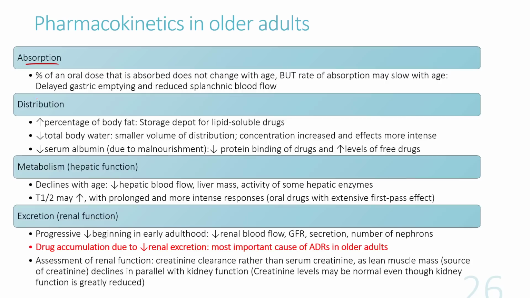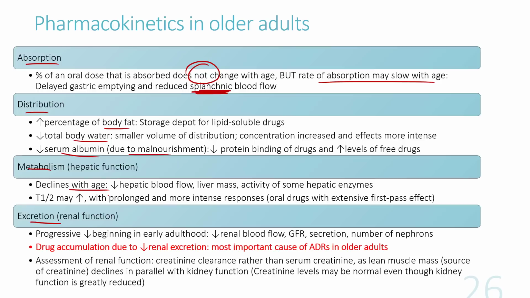Pharmacokinetics in older adults, you can see here the 4 processes over here. So again, the percentage of oral dose that's absorbed does not change with age, but the rate of absorption may change. So either because the stomach's not working as well as it has in the younger adult, or there is a reduction in blood flow to the digestive tract. So the splanchnic artery carries blood to the digestive tract. And then you've got changes in body fat, changes in water, changes in lean muscle mass, and changes in protein synthesis, especially due to starvation or malnourishment. And so that might affect the distribution of the drug throughout the body, right?